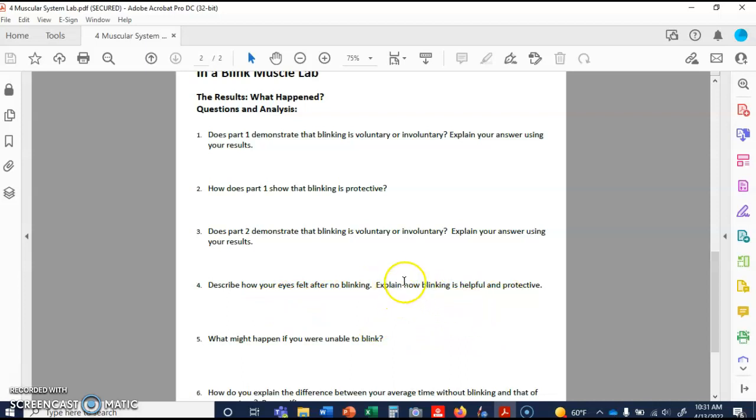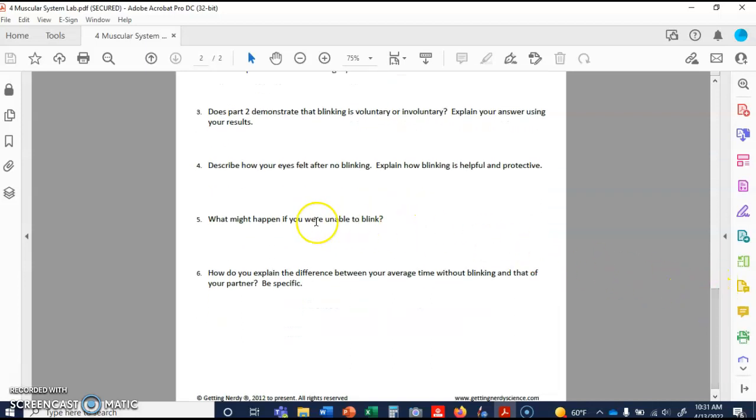And then there's a second part to number 4. Explain how blinking is helpful and protective. Blinking is helpful and protective because, and you'll answer that question as well. Number 5 says, what might happen if you were unable to blink? If you were to pretend that you had some sort of medical condition that did not allow you to blink, what do you think the consequences of having such a condition could be?